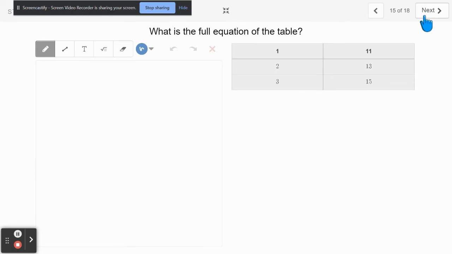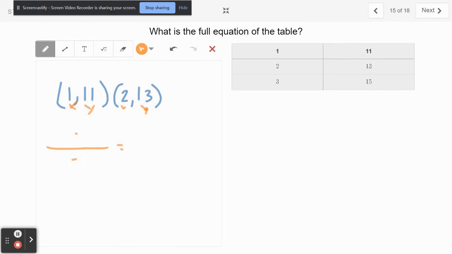What is the full equation? Okay, I need you guys to be able to do this. That means you're taking this to the whole equation. So (1, 11) and (2, 13). We're doing the same kind of numbers again, I believe. Very similar. We're going to go ahead and go y minus y over x minus x. Let's not mess this up. So it's 11 minus 13, 1 minus 2. I get negative 2 over negative 1. We know two negatives make a positive. Now, are we good here? This is where we got to figure this out.